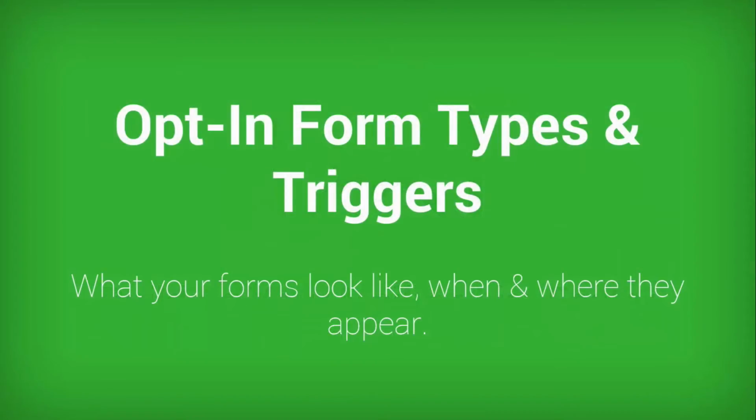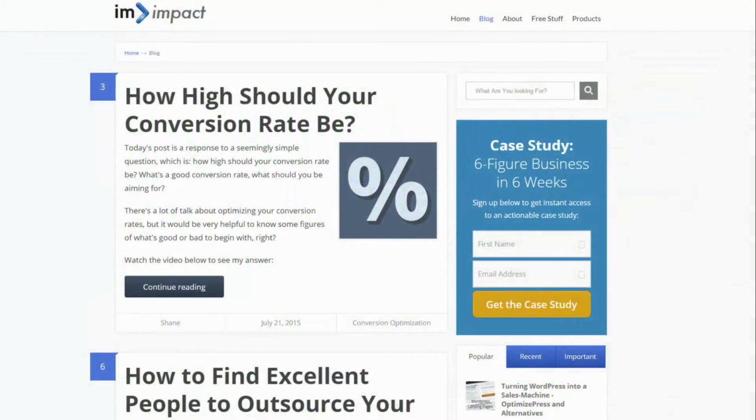So first, let's quickly talk about opt-in form types and triggers. This is about what your opt-in form actually looks like and when and where it appears on your website. Here's an example of the most classic opt-in form. This would be a sidebar; in WordPress, this would be a sidebar widget. You have an opt-in form in your sidebar that looks like this. You've got some offer, the opt-in incentive here, and then you've got the opt-in form.